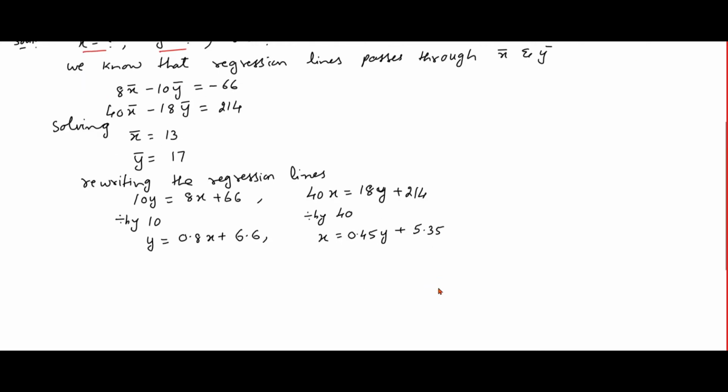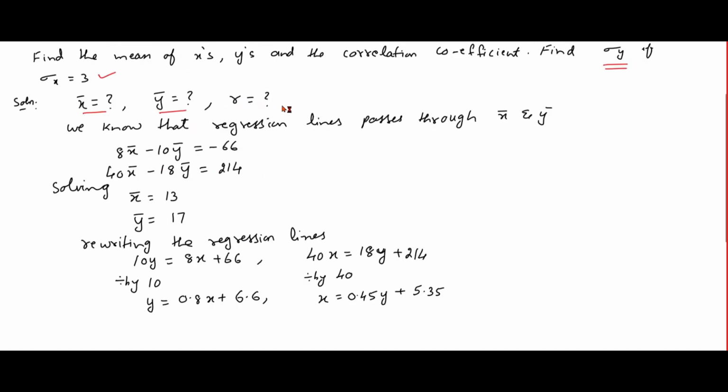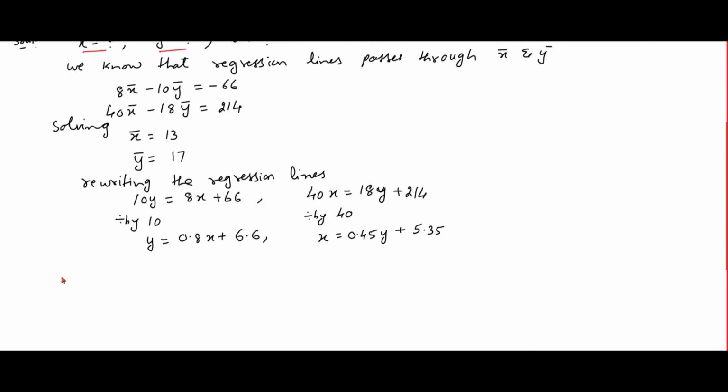The reason why I have written y is equal to and x is equal to is because you know the formula for r. Once you have got the value of x bar and y bar, the next thing I need to find is the value of r. And we know the formula for r. The r value is equal to plus or minus square root of the coefficient of x into the coefficient of y.